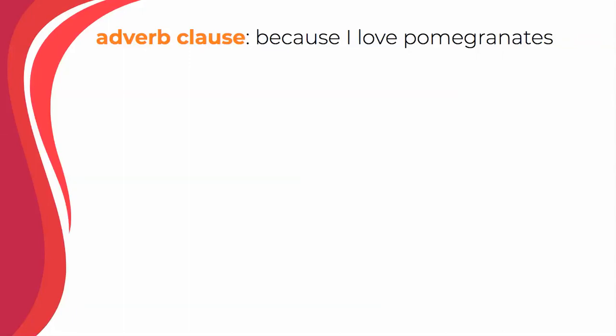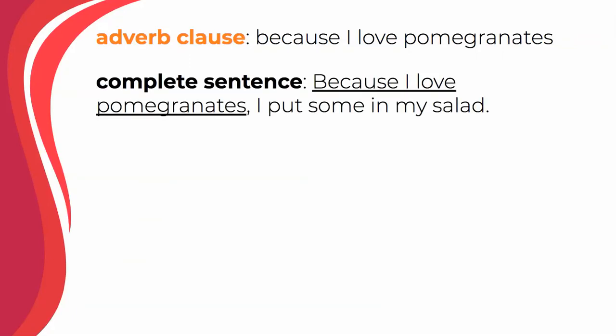Here's an adverb clause: because I love pomegranates. Complete sentence: because I love pomegranates, I put some in my salad. Again, it's a matter of finishing the thought. Attach the modifying clause to an independent clause to make it a complete sentence. I actually love this example because my students always say this.